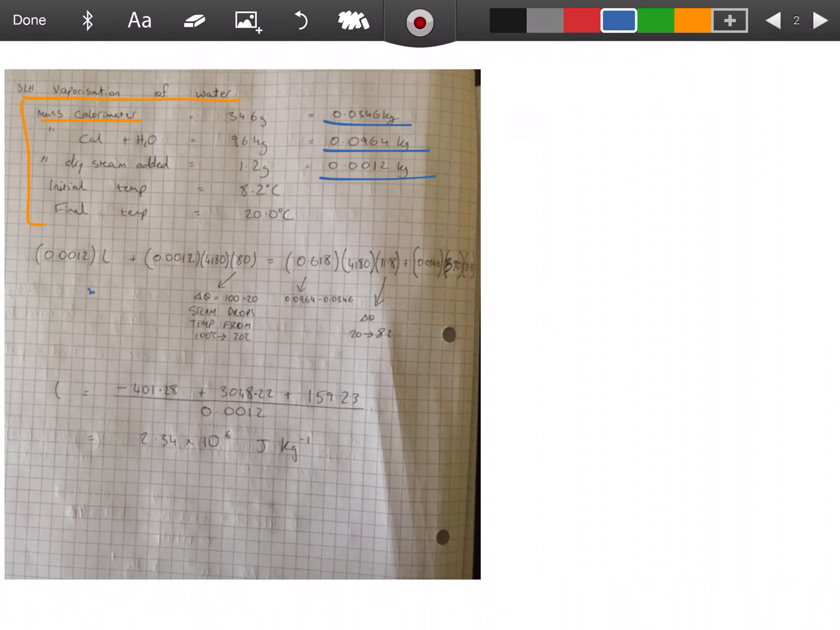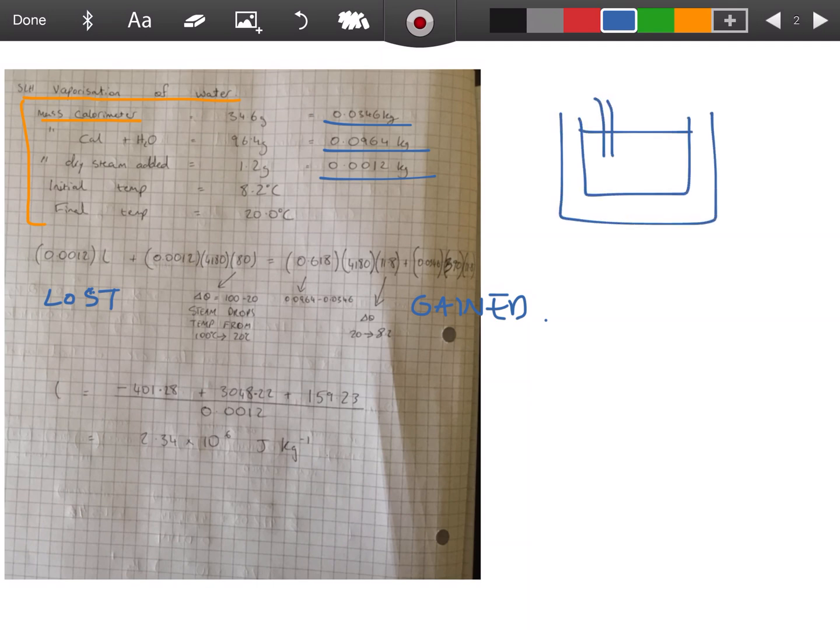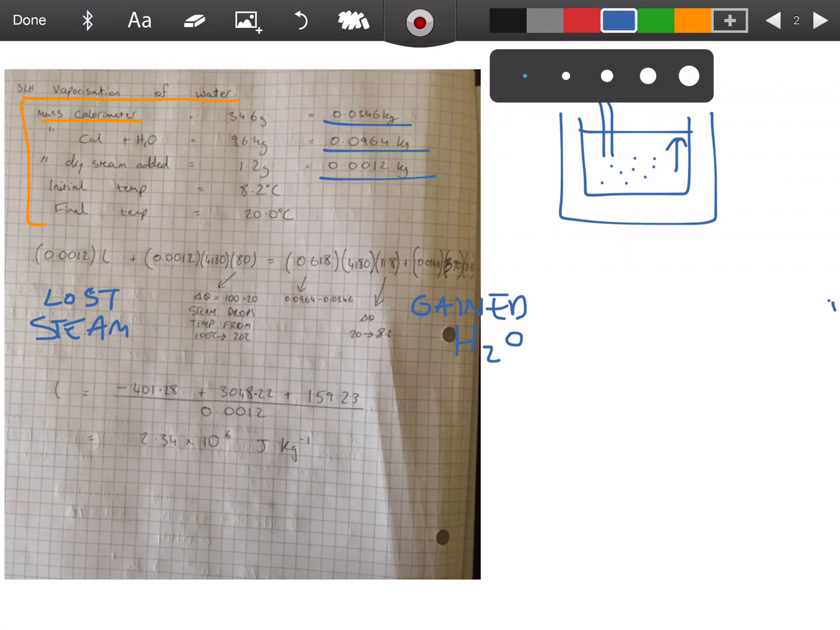So again, you've got heat lost on this side because it's the steam losing heat in this case. Okay, so this is lost and this is gained, so it's working the exact same way, just in the opposite direction. We have steam being added to the calorimeter full of water, so the steam is going in here, it's condensing, and it's raising the temperature of the water that was already in the calorimeter. So we have the steam is losing the temperature, and we have the water is gaining the temperature, or the heat energy, if you want to think about it that way. So that's what's happening here.